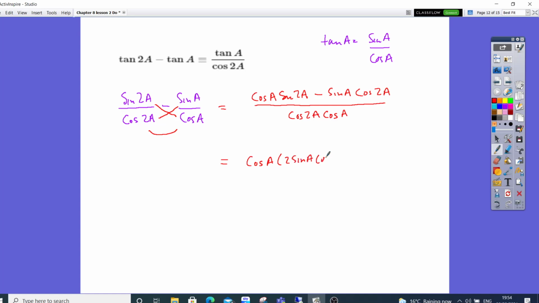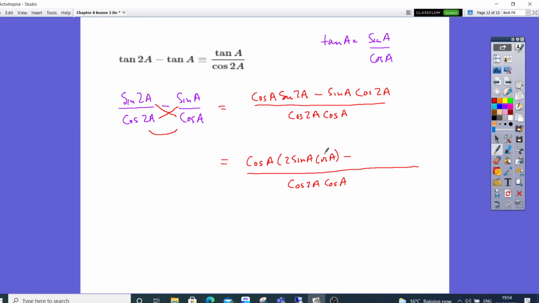Okay, so that is identical to that. Now, when I expand this out, I'm just going to put that all over this bottom denominator, which is cos 2a cos a. Now, if I expand that out, I'm going to end up with 2 sine a times cos squared a. So I need cos squared here.